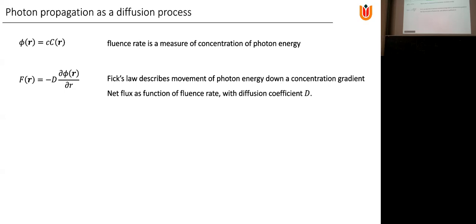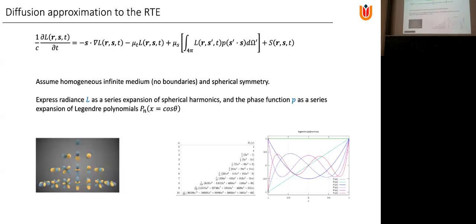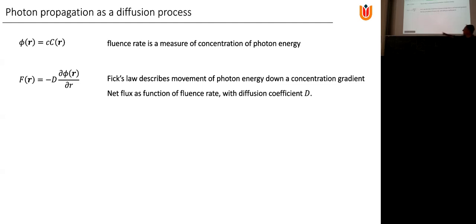The net flux is a function of the fluence rate, with the proportionality constant D, which is the photon diffusion coefficient. Basically, this is the major result. But the derivation of this was a little bit ad hoc. We said it's going to be a diffusion process, so we have to use Fick's law. And then if you match the symbols a little bit and put in the speed of light in order to have it matched, then this is what you get.